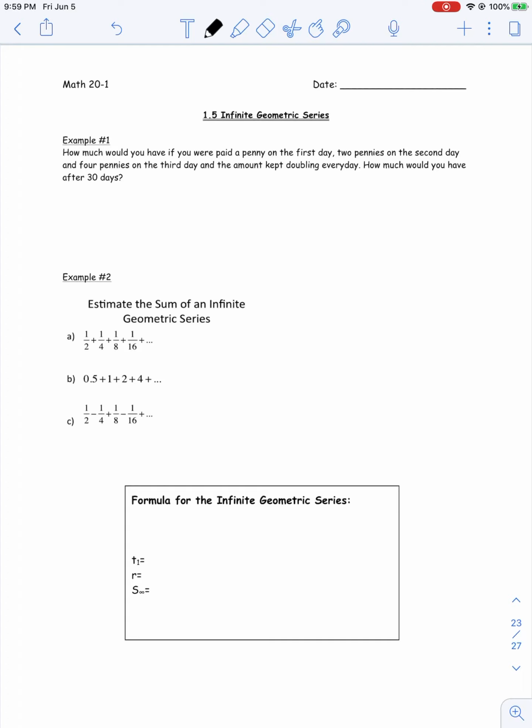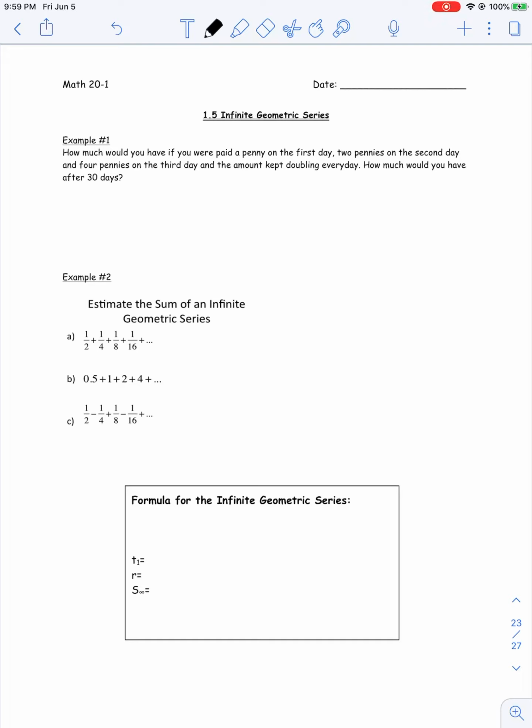Lesson 1.5, Infinite Geometric Series. So example number 1, they're saying, how much would you have if you were to be paid a penny on the first day, 2 pennies on the second day, and 4 pennies on the third day? And if this amount kept doubling every day, how much would you have after 30 days?